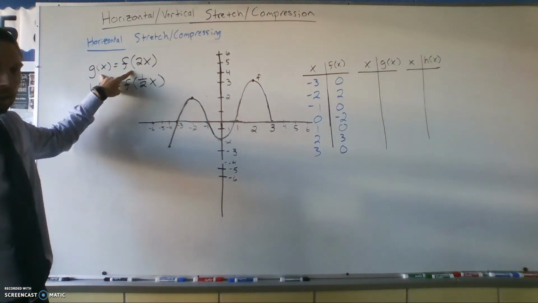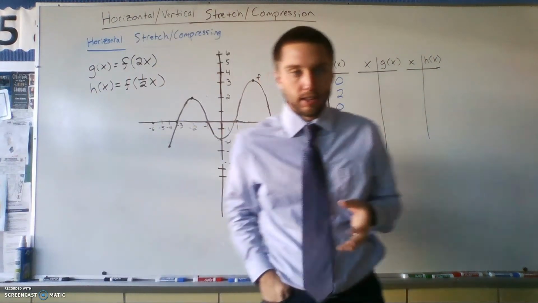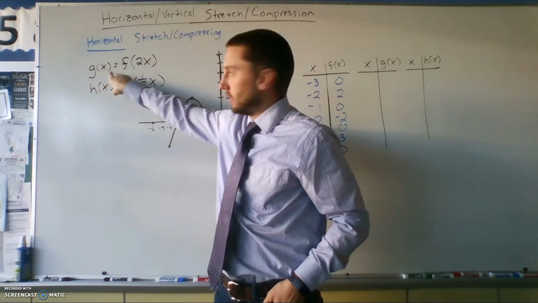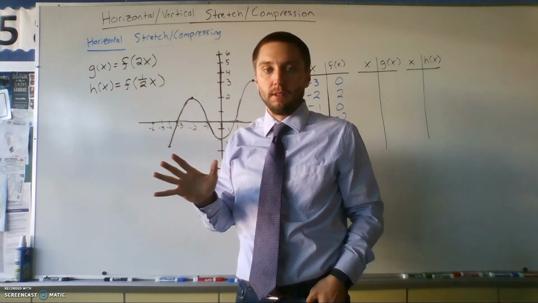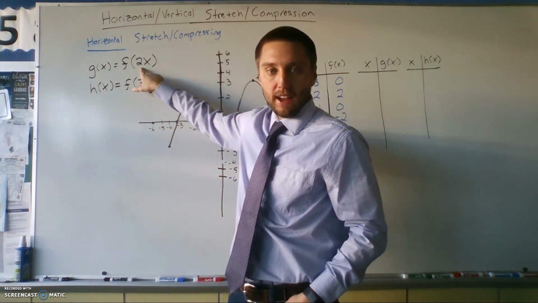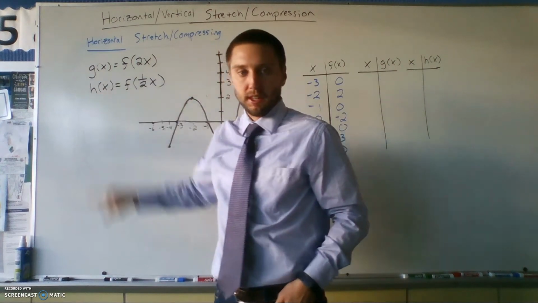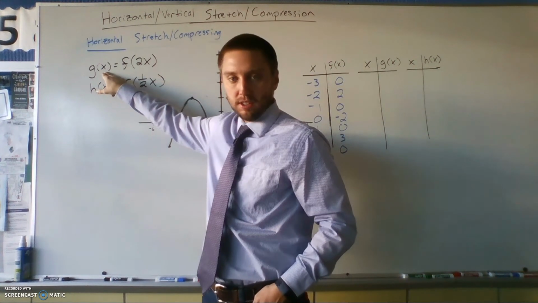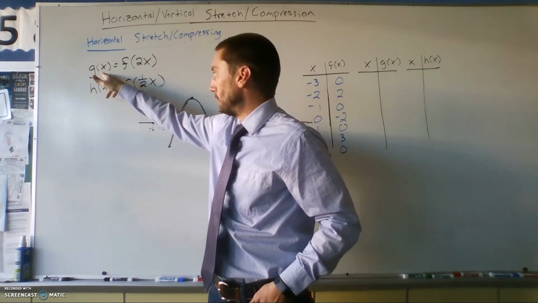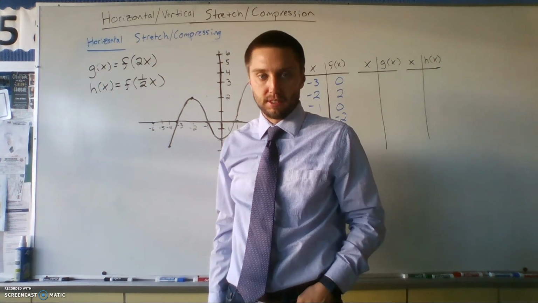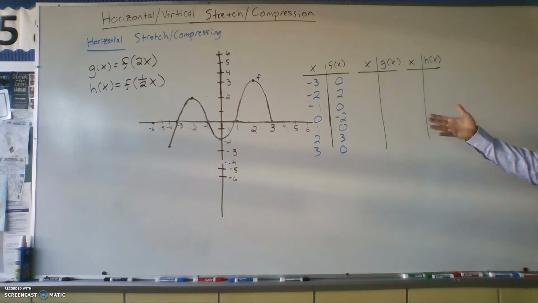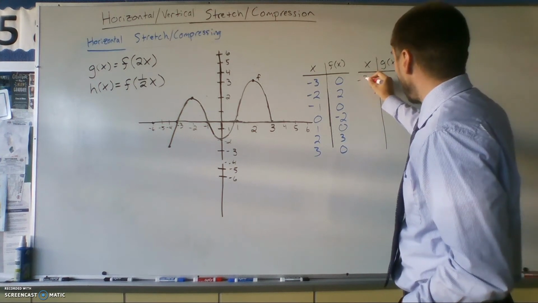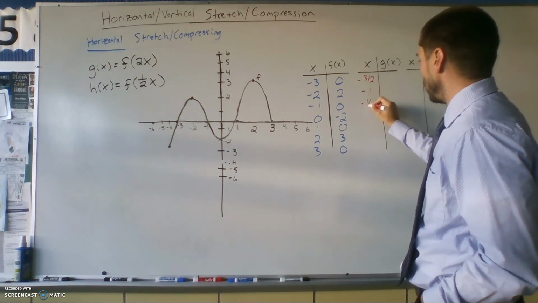Okay, so let's analyze what this is saying a little bit closer, because horizontal is a little bit goofy. So what does this mean? This means that G is equal to F, but not all the time. Only when the inputs of F are twice as big as the inputs of G. So if F's inputs are twice as big as G's, another way of saying that is that G's inputs are half as big as F's. So what is that going to look like on my table? G's inputs are half as big as F's, so I have to divide all of these inputs by 2.